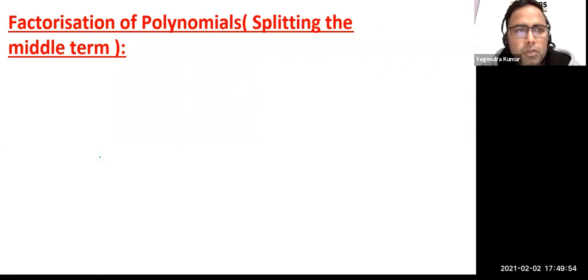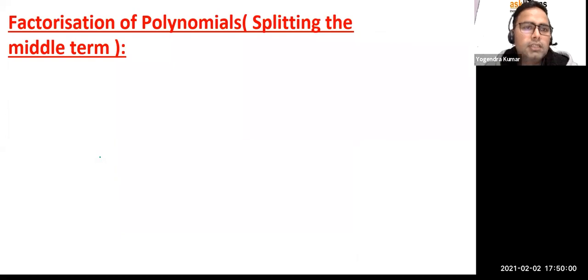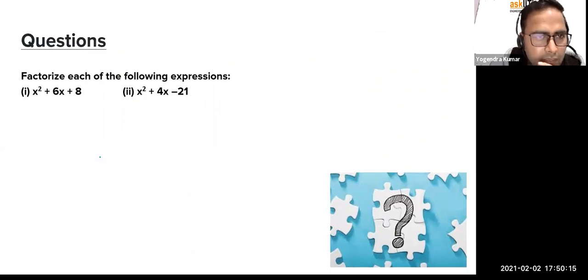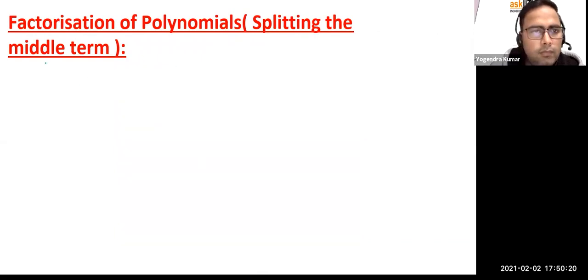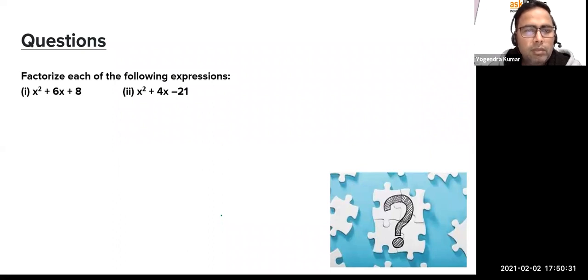Now, factorization of polynomials, splitting middle term method. We need to understand that now. Let me take an example. It is really, really important. As the name suggests, splitting middle term method means we are going to do it for a 2-degree polynomial. Let me take x square plus 6x plus 8 equals 0, and there is another example, x square plus 4x minus 21.